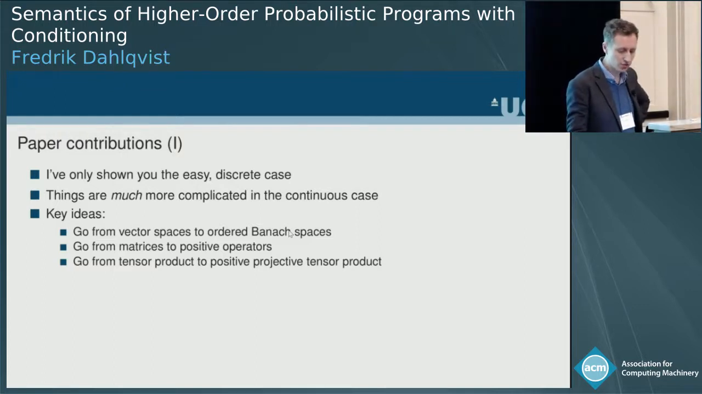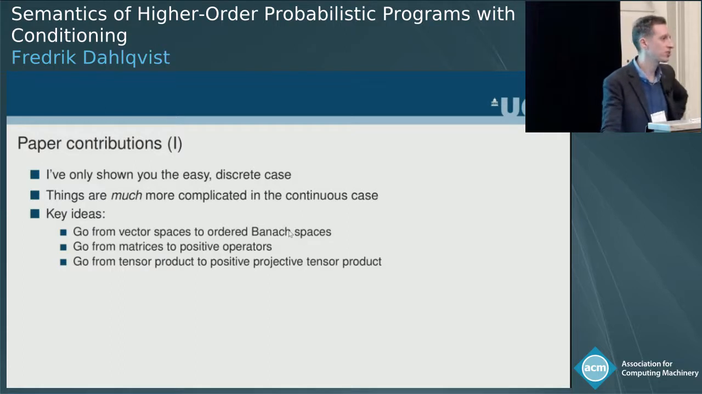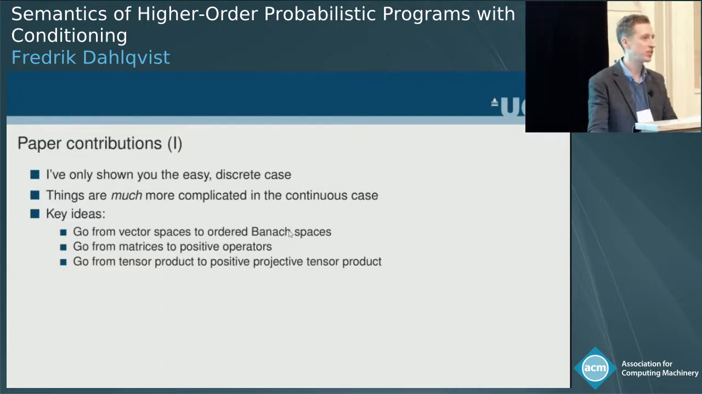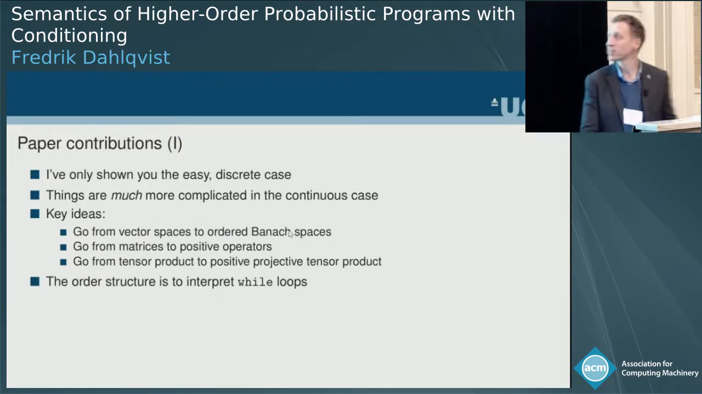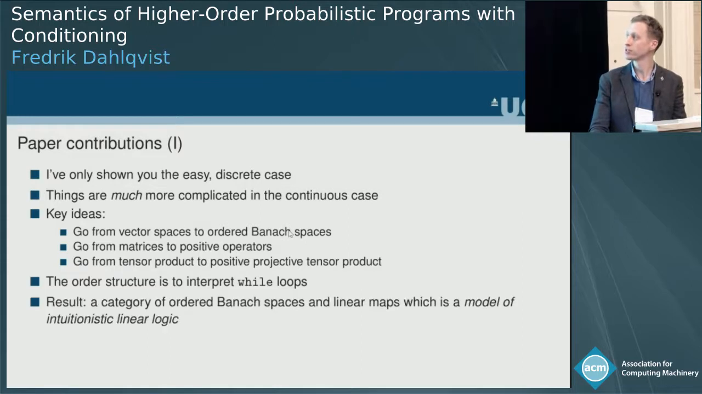And then the really difficult part is that we want a tensor product for these ordered Banach spaces. And to give you an idea of the difficulty of this problem, the question of determining what the tensor product of Banach spaces should be was the thesis of Grothendieck in 1955. So this is really difficult maths, okay? But mercifully, Grothendieck has done it for us. Okay, as I said, the order structure is to interpret while loops.